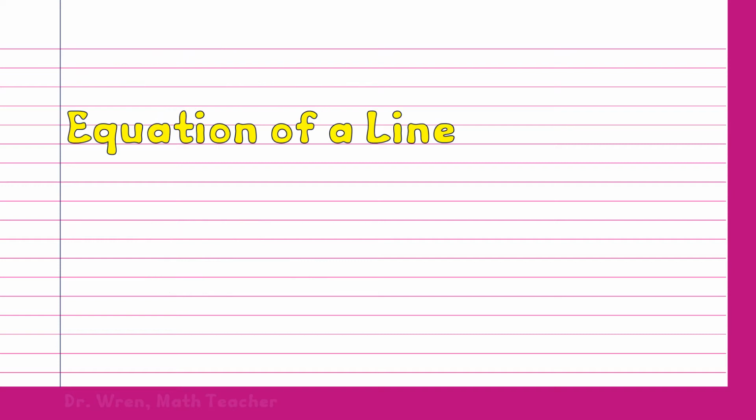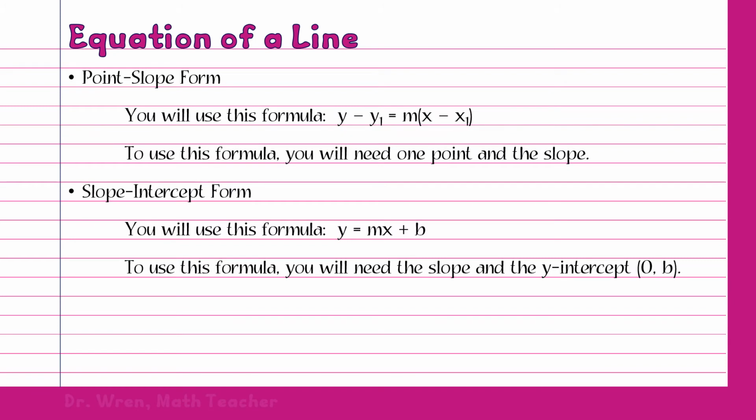If we know the slope of a line and at least one point, we can model the equation of a line. Let's see how. With the point-slope form, you will be given a point and a slope. Substitute these values into the general formula for an equation, y minus y1 equals the slope times x minus x1, and solve for y. Y becomes the equation of the line containing the given slope and point.